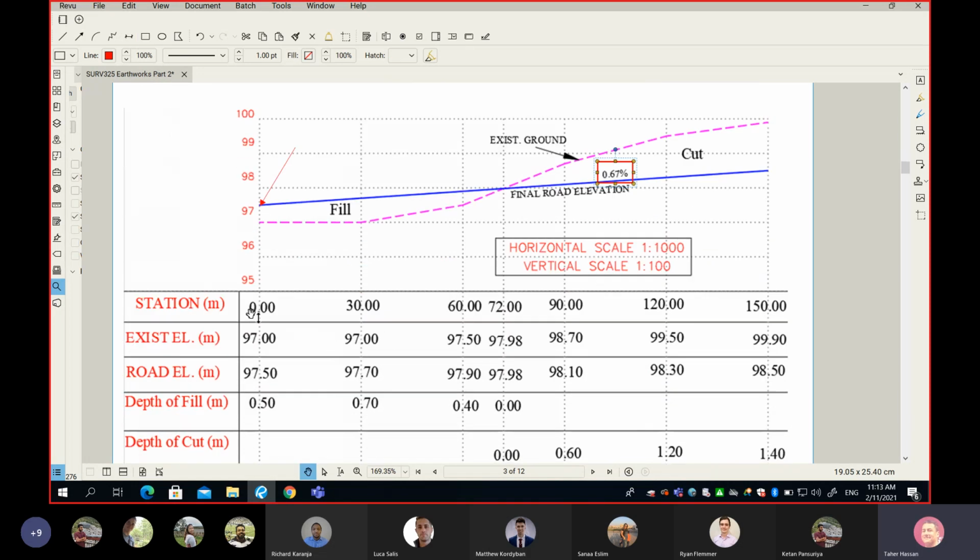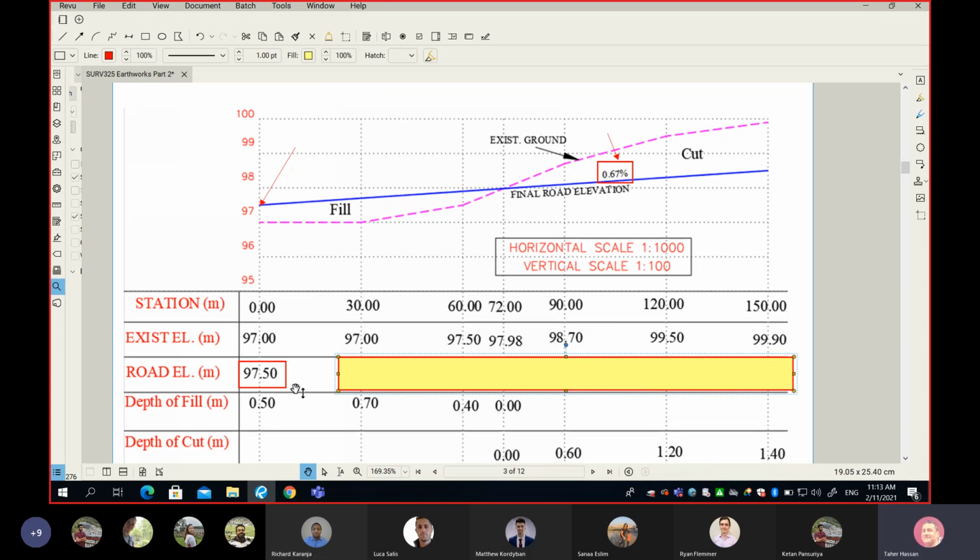So the table here, same, no change. We have a row for station, another row for existing elevation, and then we have a row for the road elevation. I need to ask you for the last time. If I gave you the road elevation here, 97.5, and I gave you the slope of the road is 0.67, are you able to figure out all these numbers on the road? Let me hide it. Please confirm.